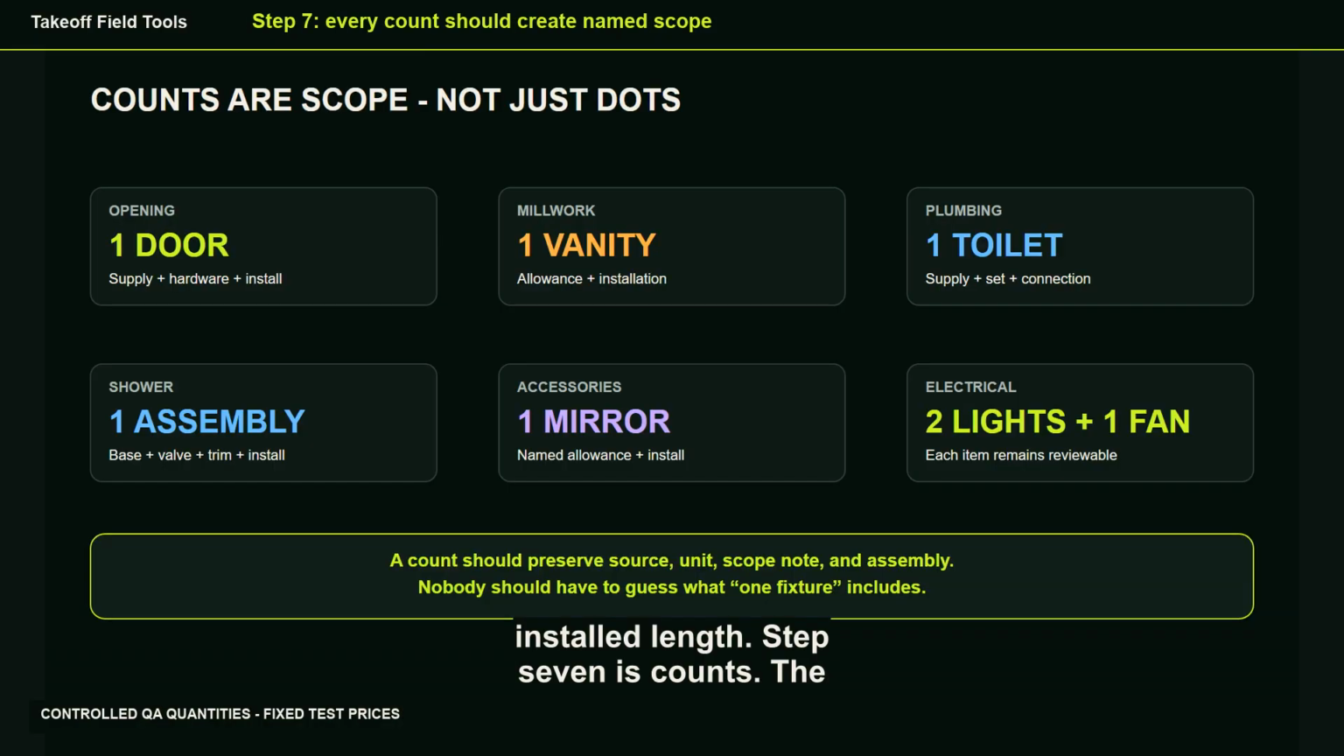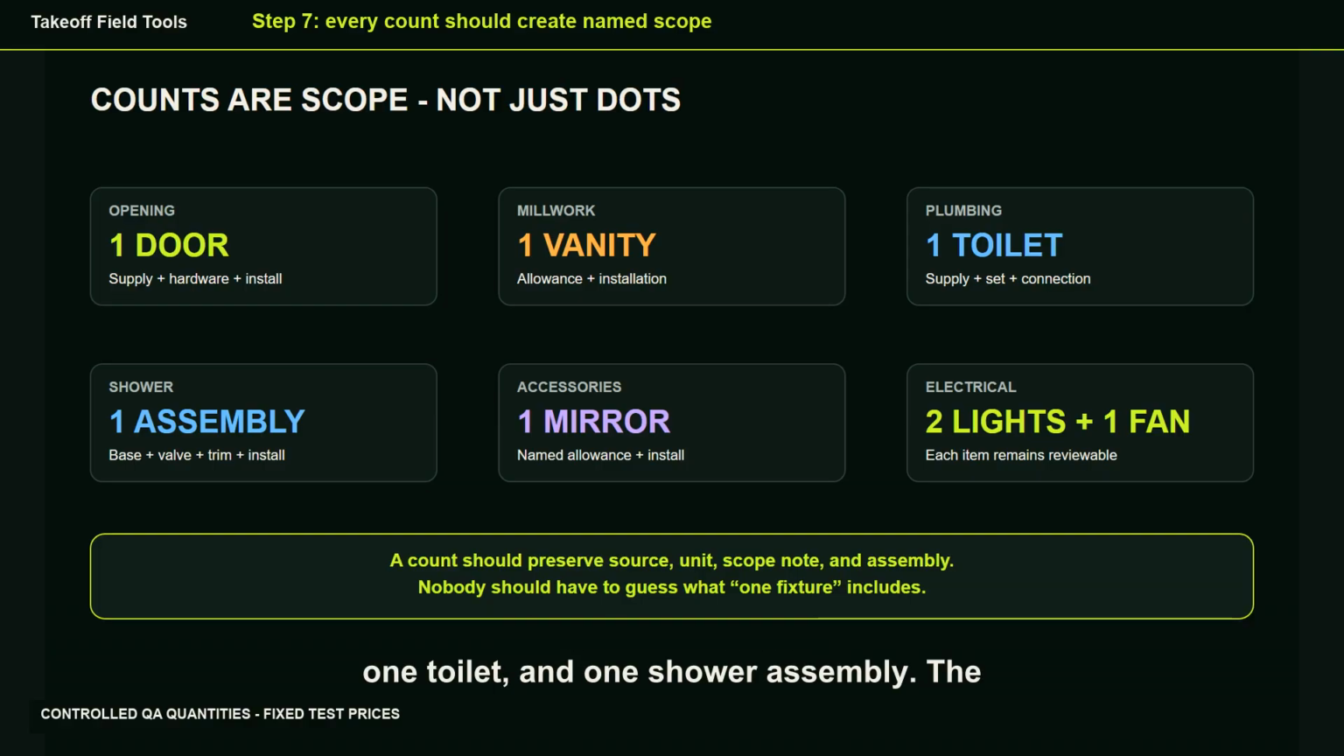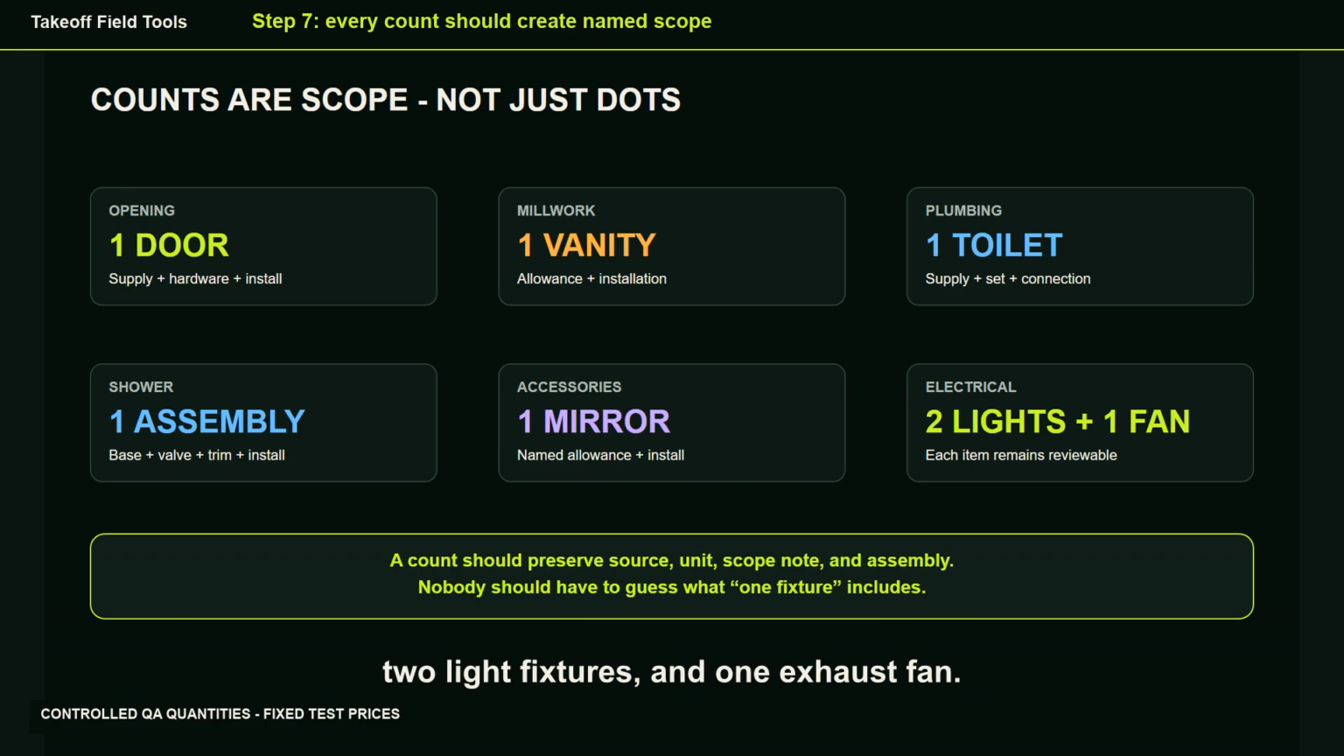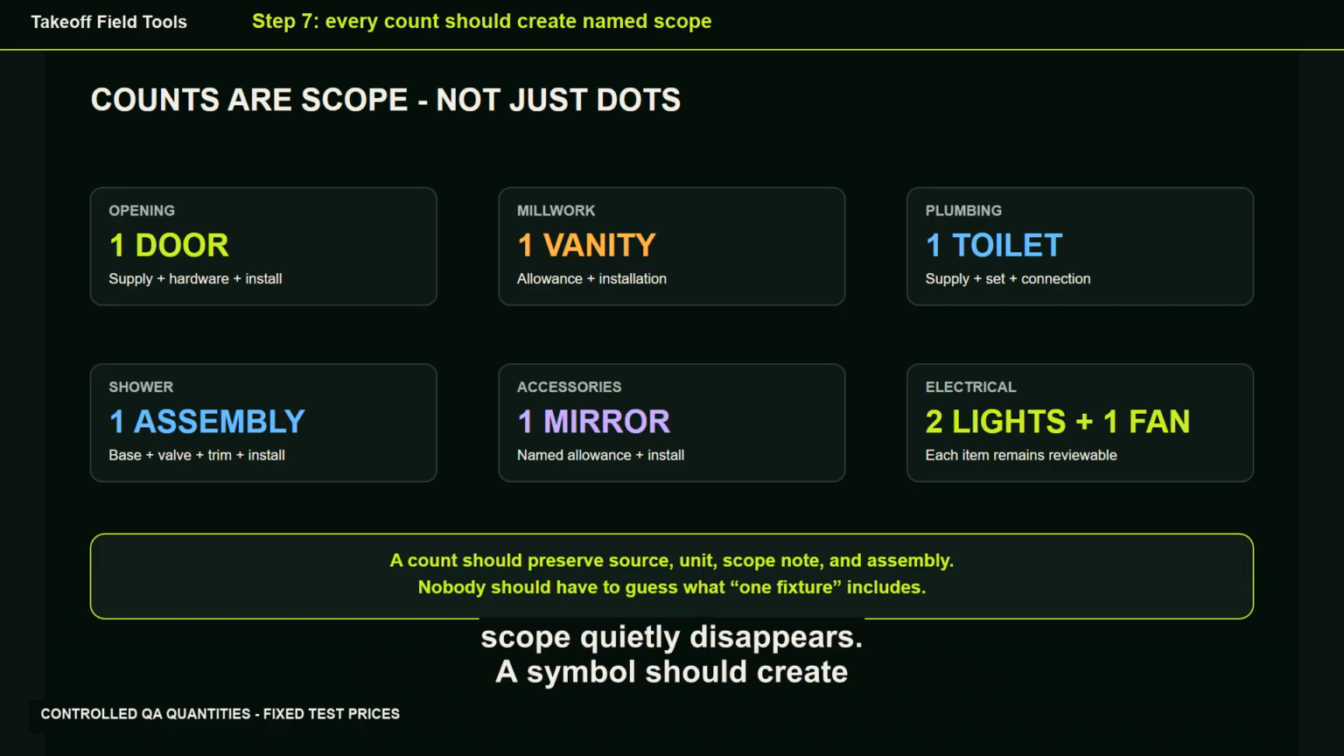Step 7 is counts. The plan produces 1 interior door, 1 vanity, 1 toilet, and 1 shower assembly. The controlled fixture schedule also carries 1 mirror, 2 light fixtures, and 1 exhaust fan. Counts sound simple, but they are where scope quietly disappears.